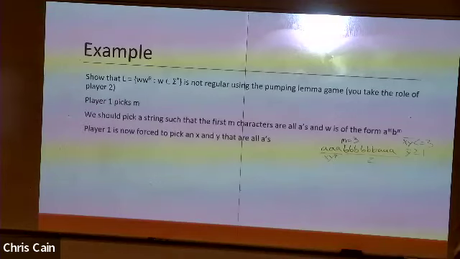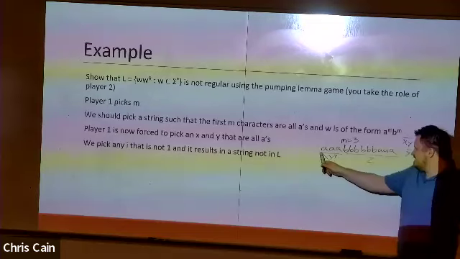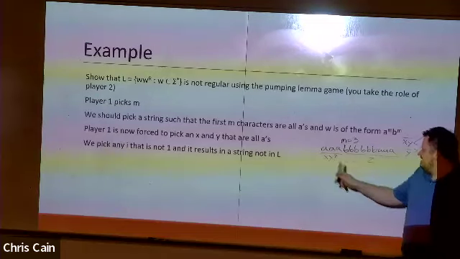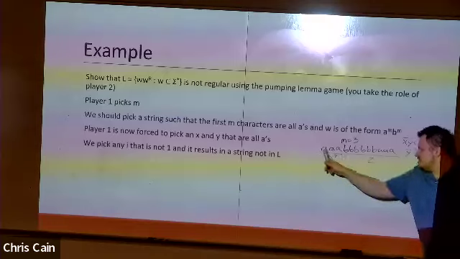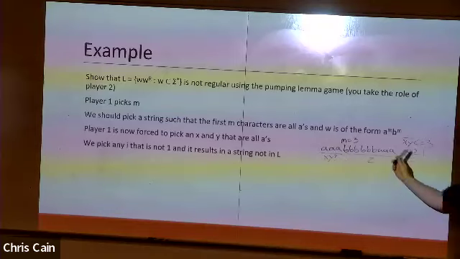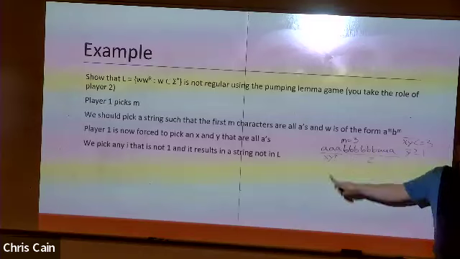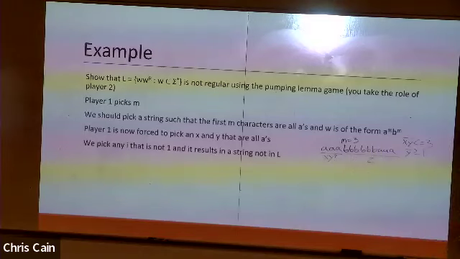So player one is now forced to pick an X and a Y that are all A's. And then we pick any I that is not one and come up with a string that's not in the language. So it doesn't matter for them if X is A and Y is AA, or if X is AA and Y is A. No matter what they pick here, when we pump this, we're just increasing the number of A's. Whether it's an additional 1 A per pump or an additional 2 A's per pump, it doesn't matter. It's easy to find an I. Any I is going to result in a string not in the language.